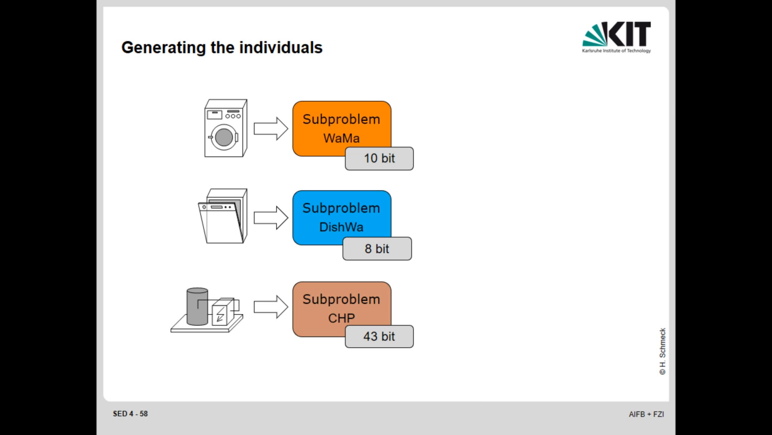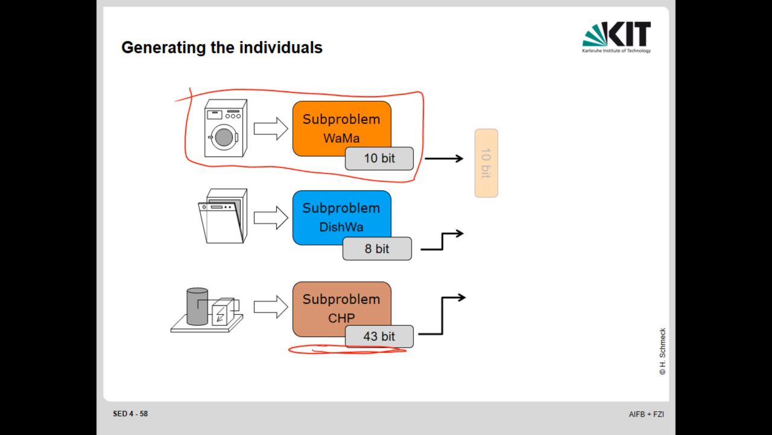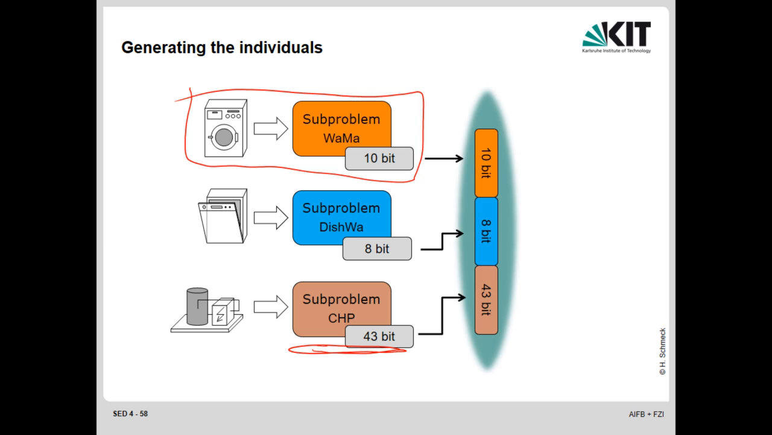And now we have seen what we would do for an individual device. Here, actually, like 10 bits means we have many more decision alternatives here. Dishwasher, maybe 8 bits. Our combined heat and power plant is a bit more complex, has more things to be specified. And there we have actually 43 bits. Depends on the way we model our devices. And then this is put into one component. This is the individual for our optimizer.